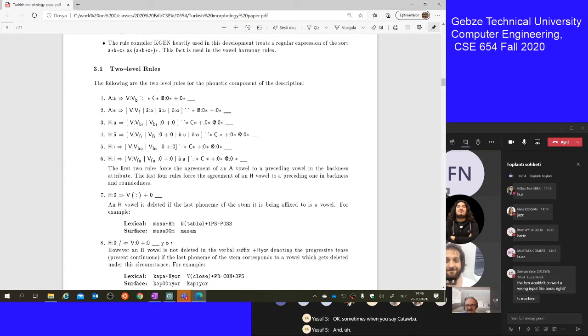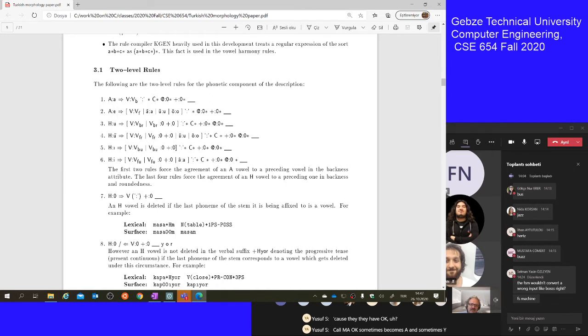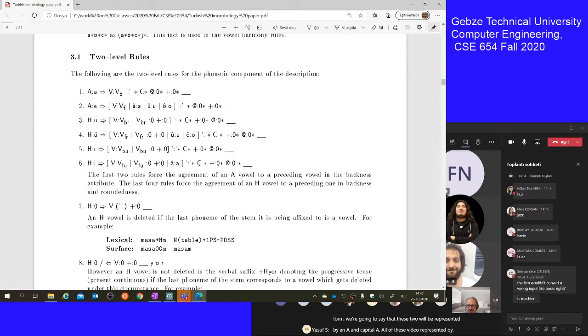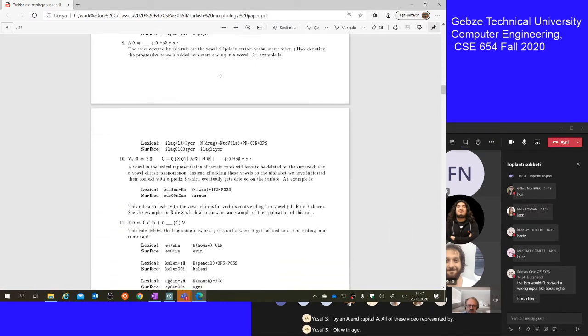I'm trying to find something that ends with an E, like kitaba, because of the dative, okay. Kaleme, okay. Sometimes it becomes A and sometimes E. So these are the problems of, not problems, but the rules of Turkish, okay? Like the dropped E rule. We don't make a distinction between A and E in that case, or U or Ü in that case, okay? So in our intermediate form, we are going to say that these two will be represented by a capital A. All of these will be represented by H. These are the rules, okay?